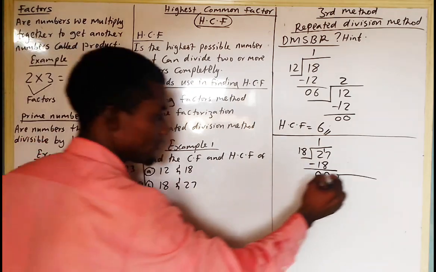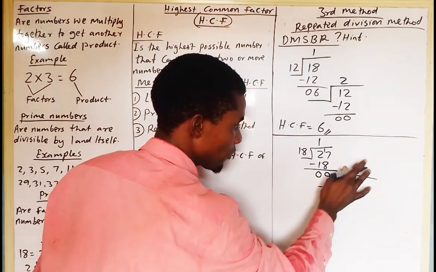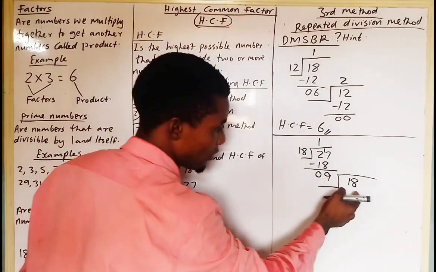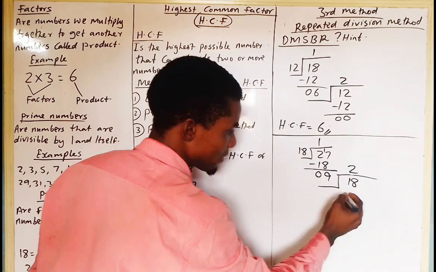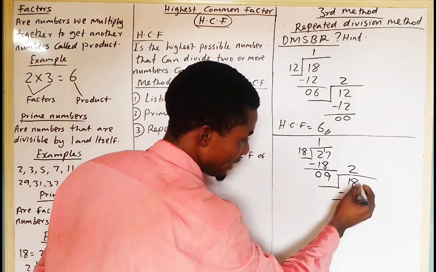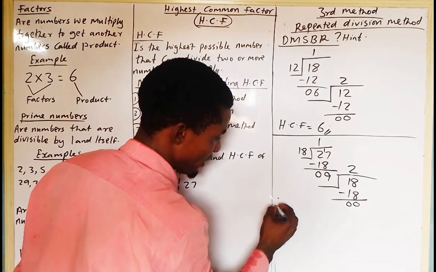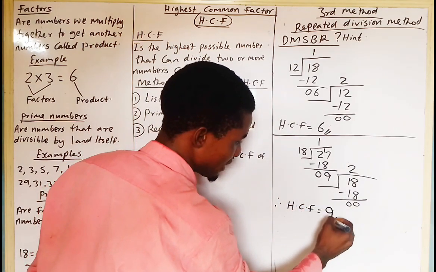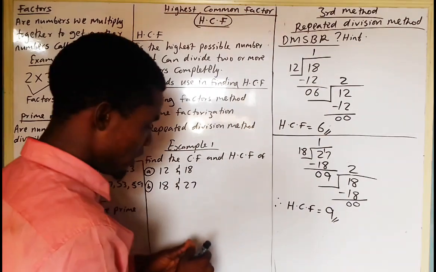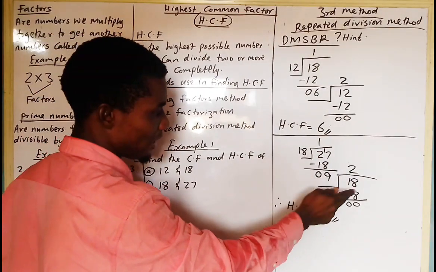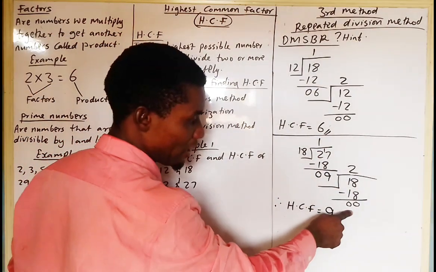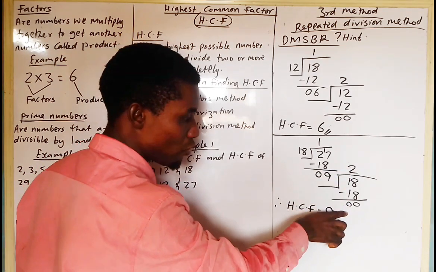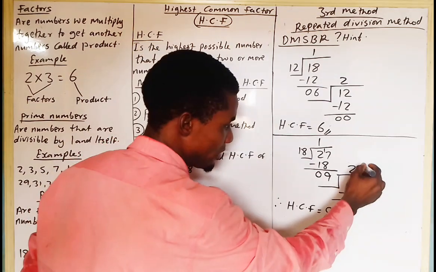Now, we take the next number given to us, which is 18. We divide 18 by the 9. So 9 can go in 18 2 times. 2 times 9, that is 18. 18 minus 18 is 0. Therefore, my HCF here is 9. Because it is only 9 that can divide 27 and 18 without any remainder. You must make sure that after multiplying and subtracting, you don't have anything left. So this one is remainder 0.